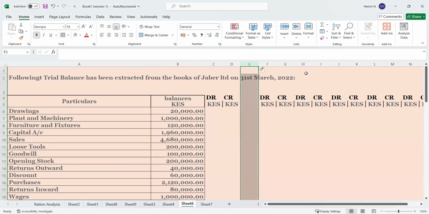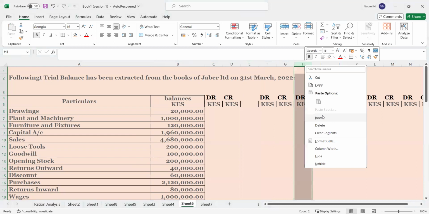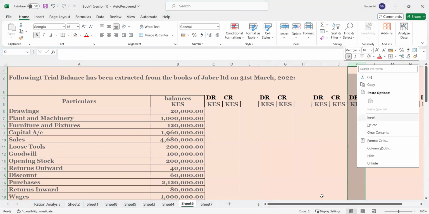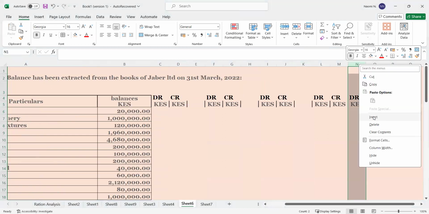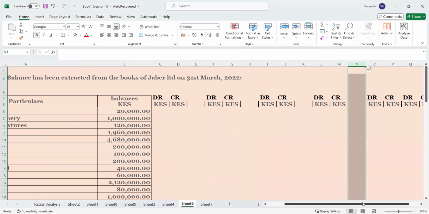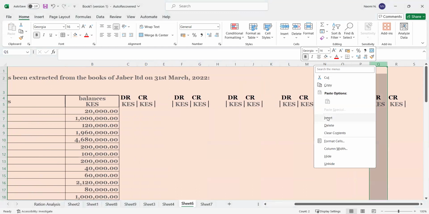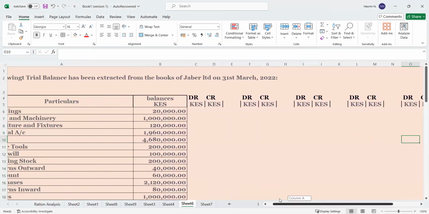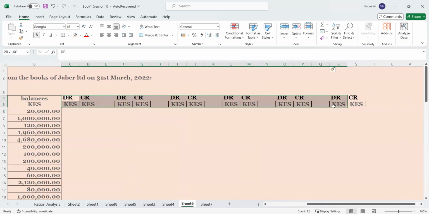I want to insert something here just to make my work clean and appealing to the eye. And I hope the font is clear enough that you can see. I trust so.